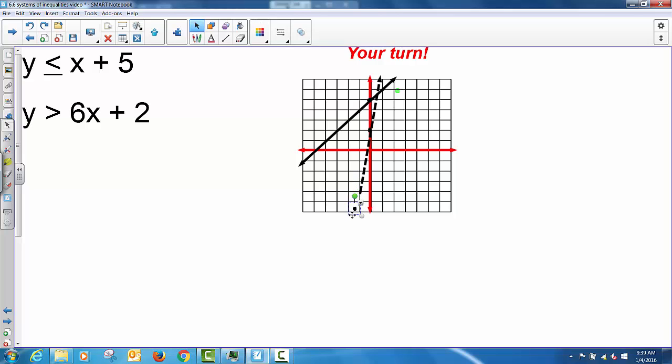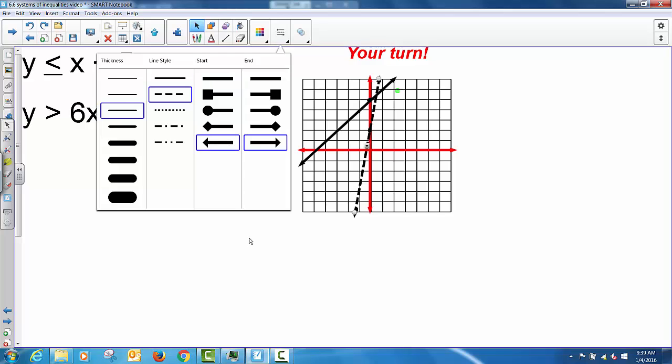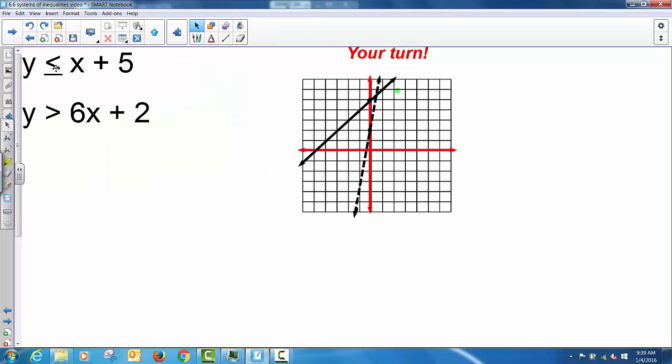It's always a good idea to extend your line all the way through on the graph, because that way it's easier to see the area you should be shading. Alright, so let's make our arrow down here at the bottom. Now it says less than or equal to x plus 5. This is our x plus 5 line. Less than means you're going to be shading below that line. So less than means you shade below the line.